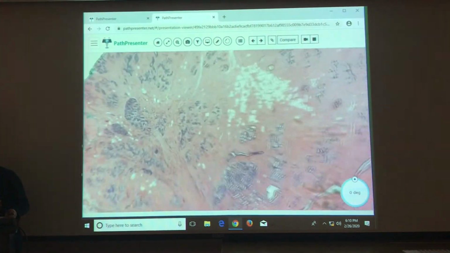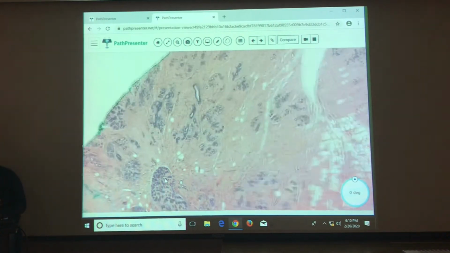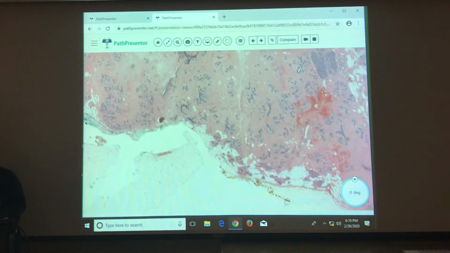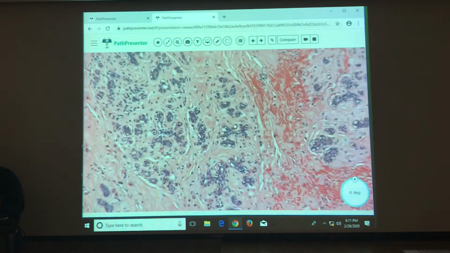Another one of those. Well, I wouldn't trick you like that. I promise this one is a little different. I mean, there's a lot of small glands. There are.